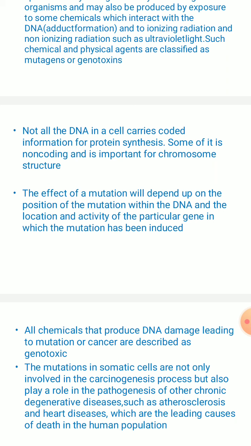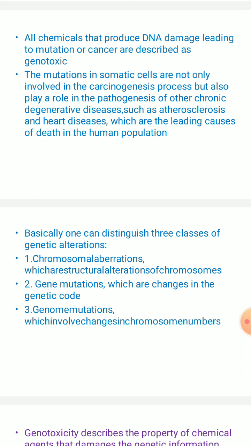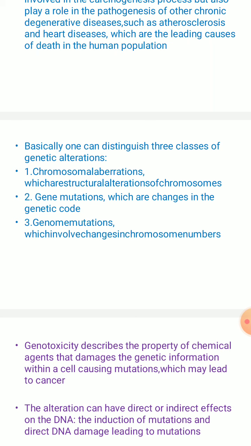Basically, one can distinguish three classes of genetic alterations. Among them are chromosomal aberrations, which are the structural alterations of the chromosome. Second are the gene mutations, which are the changes in the genetic code, and third, genome mutations, which mainly involve changes in the chromosome numbers. So these are the genetic alterations which we can classify, right?